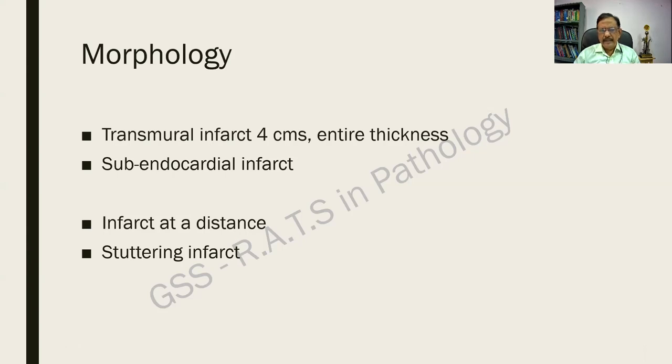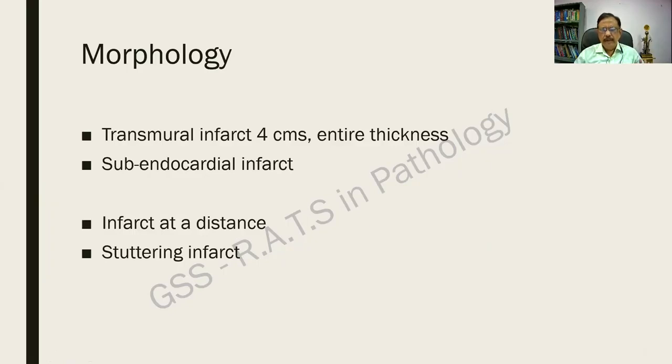Stuttering infarct is another one. You find that there can be various ages of the infarct: an immediate infarct, a late development, and even a fibrosis. All these different stages can be seen in the same infarct, which is called stuttering. 4 different types, please remember: transmural infarct, subendocardial infarct, infarct at a distance, stuttering infarct.